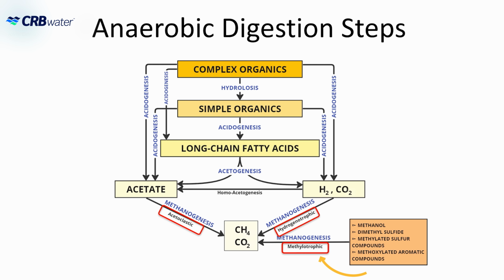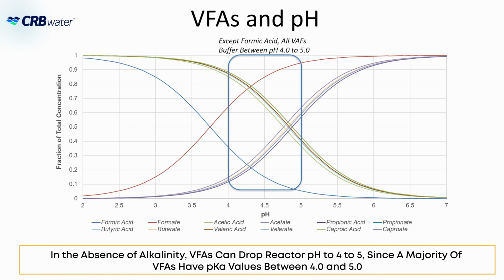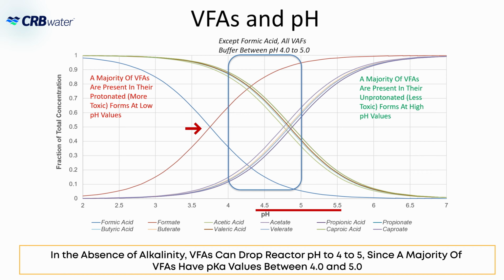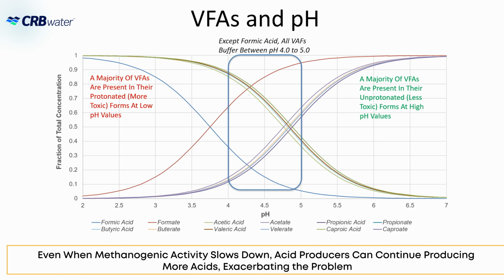The third group of methanogens is called metallotrophic methanogens, and they typically represent a very small quantity of methane produced in an anaerobic reactor. Volatile fatty acids have pKa values between 4 and 5, and hence they cause buffering between this pH range. This means they can cause a decline in the reactor pH when a sufficient amount of alkalinity is unavailable.